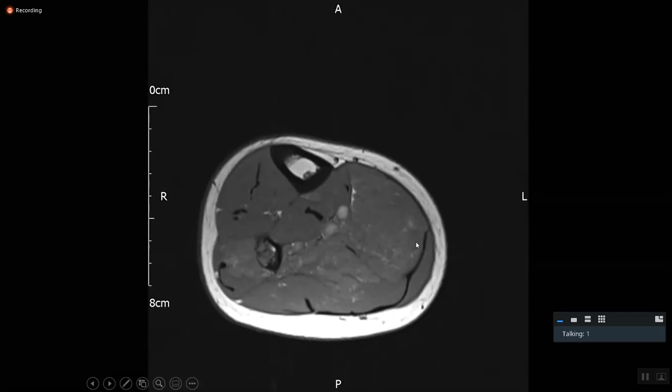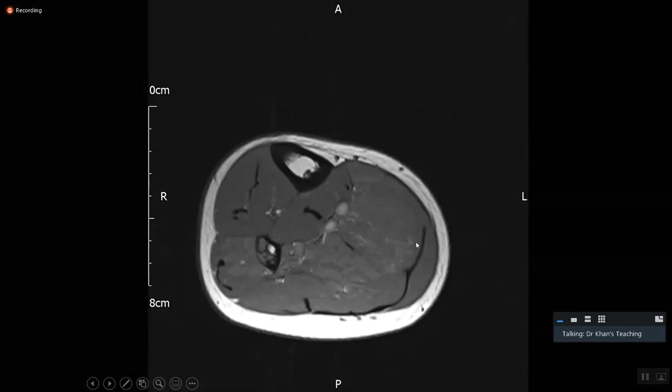Stop here, please. Can you describe your findings? So using the muscle as a reference point, there's intermediate signal involving the fibula, and external to the fibula within the soft tissue, I can see a slightly high subtle area within the local muscle. Right. Please continue.